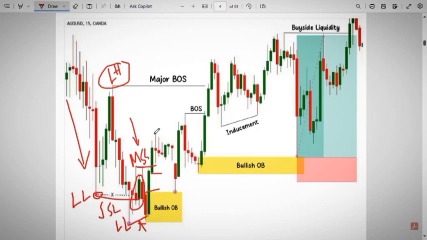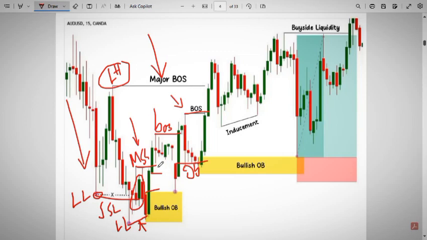Immediately after that push, you can see we have created another break of structure there. After that break of structure, you see price came down, tapped into this order block, and went high again, created another break of structure here. And again we see price going higher, and we had this major break of structure. There's strong indication now we are buying.